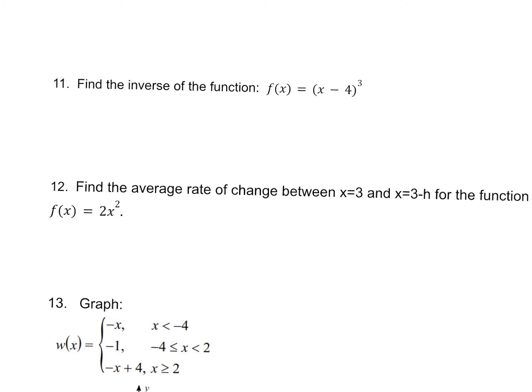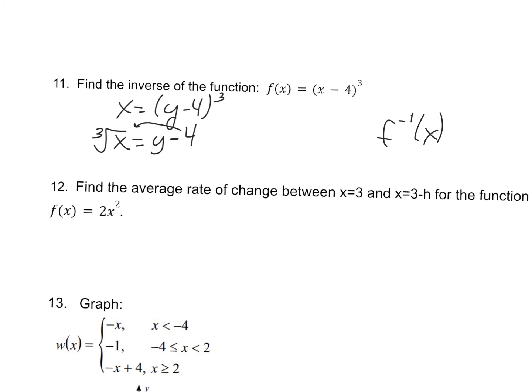Same deal. Take your x's and y's and switch them. So the x is coming over here, the y is coming over here. And now you got to get the y by itself. So the first thing I got to do is take the cube root. So if you take the cube root of x, do not put a plus or minus in the front. If it was an even root, I would put a plus or minus in the front. And then just move the 4 over to the other side. And that's all it's going to take. So when you move that over, I'm going to go ahead and change the y to inverse of f of x. And that's going to equal the cube root of x.